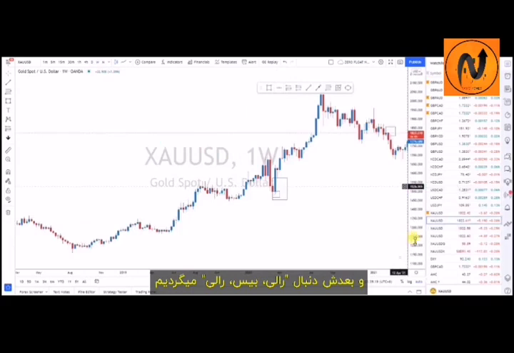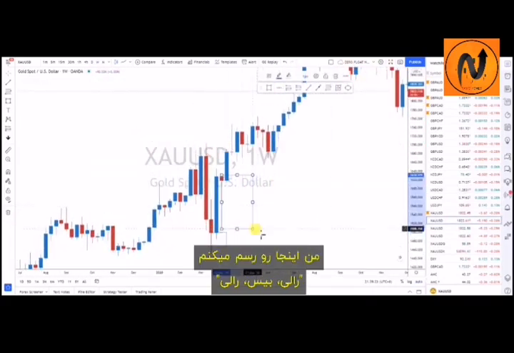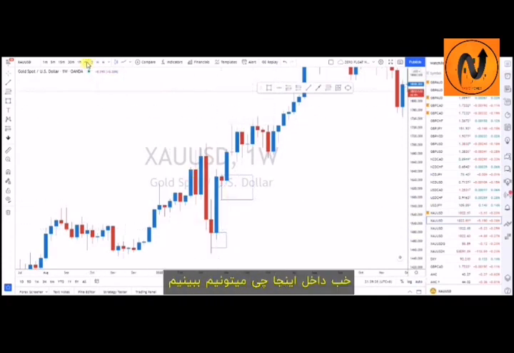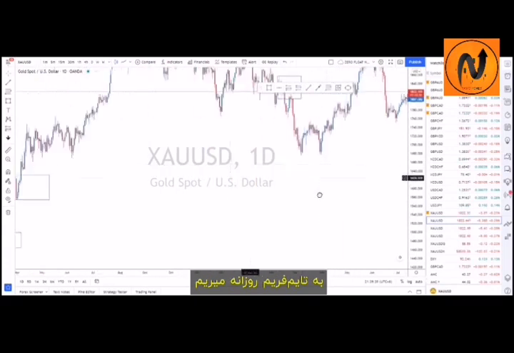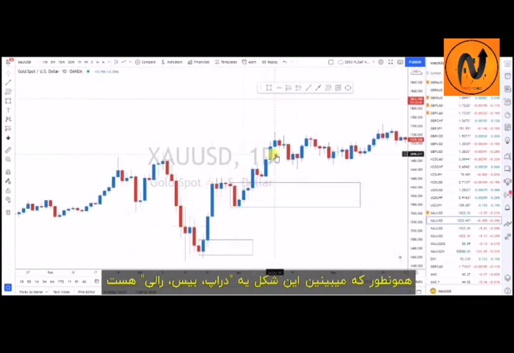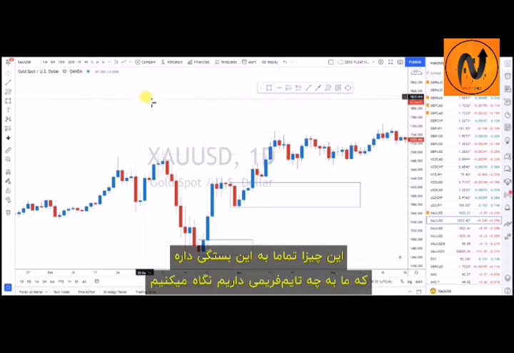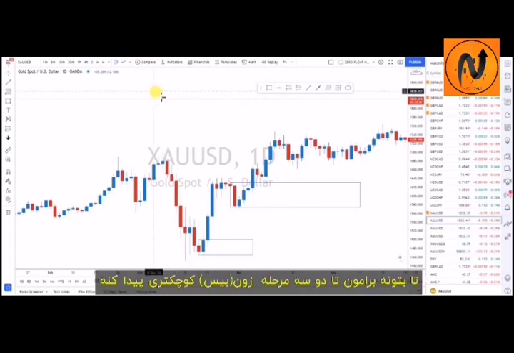Then we look for the rally base rally. There's a rally base rally here. So I'm going to mark this base as rally base rally. Inside here, what can we see? We go to the daily time frame. As you can see, it looks like a drop base rally, right? So it all depends on which time frame we're looking at, and then we move to a smaller time frame to find an even smaller zone for us to enter.